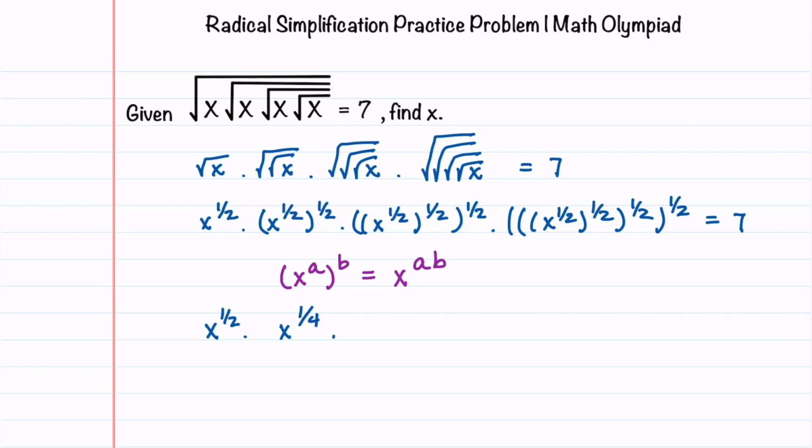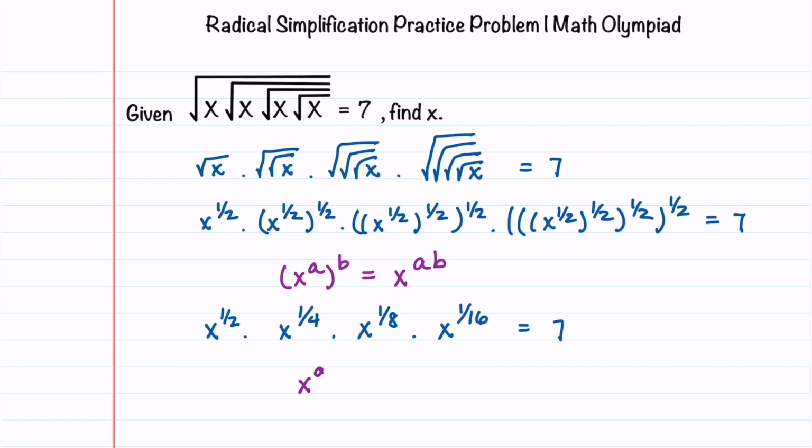Our third expression is x to the 1/2 times 1/2 times 1/2, so that is x to the 1/8. And then our last expression, we have x raised to the 1/16. And our right-hand side is still equal to 7.